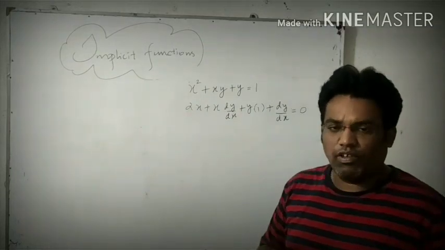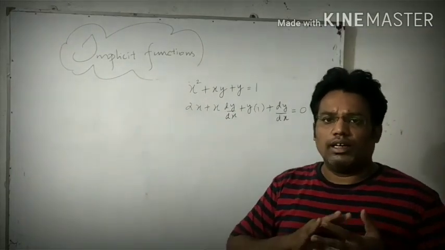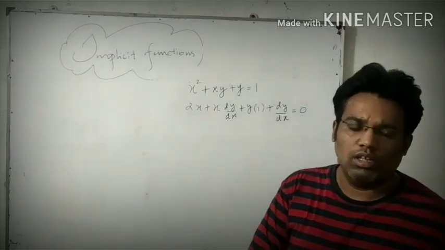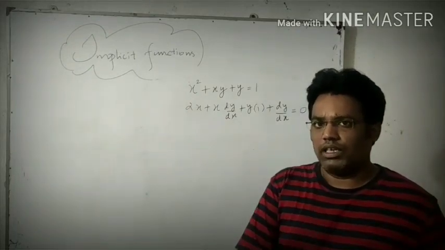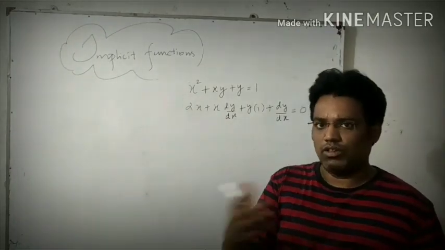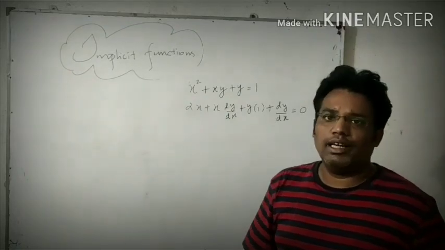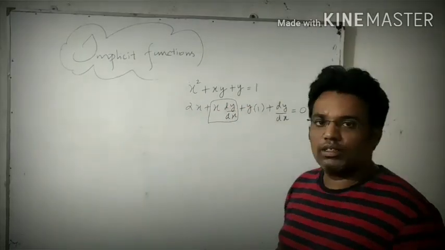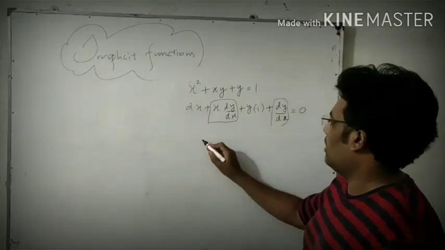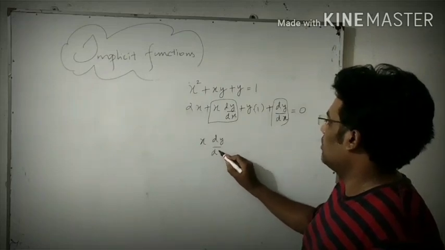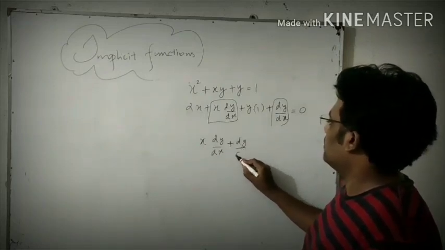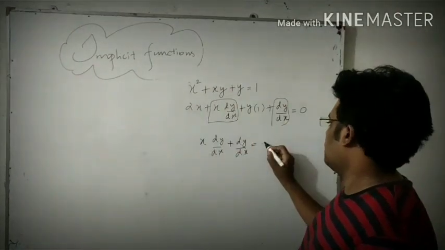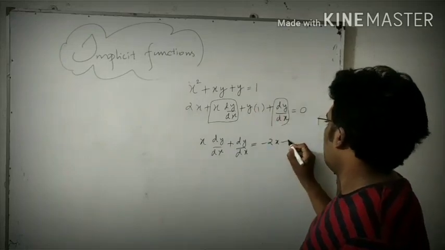So in implicit functions you have to remember one thing: identifying the variables. Whenever there is a product of two variables, use the uv rule, keep all dy by dx terms on one side and send the rest to the RHS and take common, finally we'll be getting dy by dx. So now you have this expression which has a dy by dx term, and even this one, just keep this as it is: x into dy by dx plus dy by dx equals to, just send this to the RHS part, so it becomes minus 2x and this is minus y.